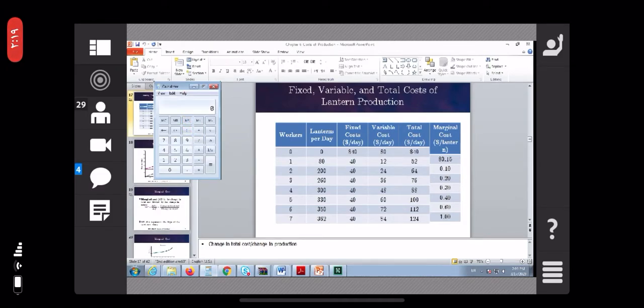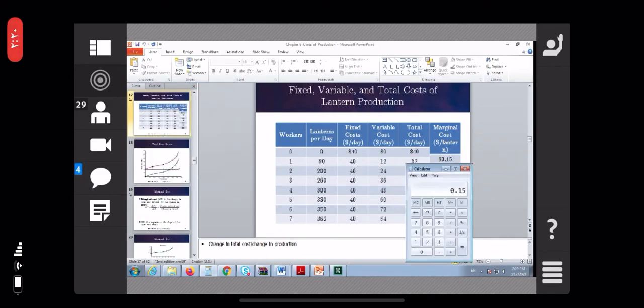Change in total cost, the change between 40 and 52 is 12, isn't it? 52 minus 40 is 12. Resulted in change in the number of units. Change from 0 to 80 is 80. So 12 divided by 80 هيعطيني كم؟ 15, which is 15. Is that clear? Value of marginal cost.